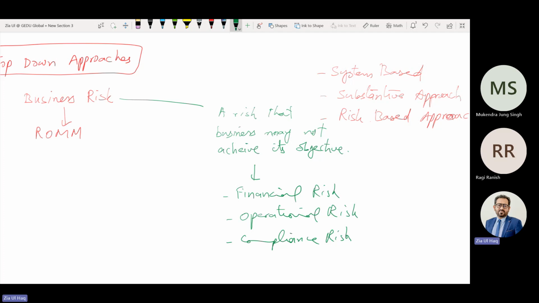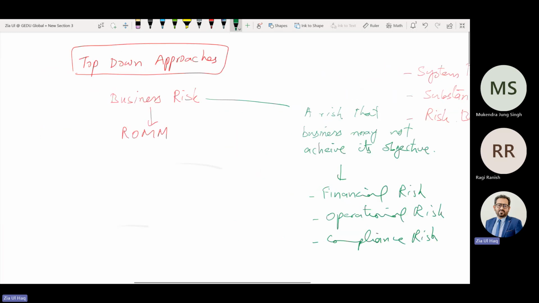What is compliance risk? A risk due to non-compliance with law and regulation. If a business does not comply with laws and regulations, there could be chances of fines and penalties. Fines and penalties will affect the business objective. Our business operation could become banned by the government authorities. But where is the issue? Compliance of law and regulation. So this is a business risk, but which kind? Not financial, not operational. This is compliance business risk.